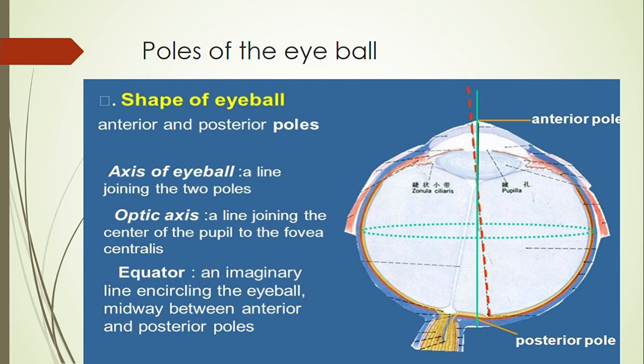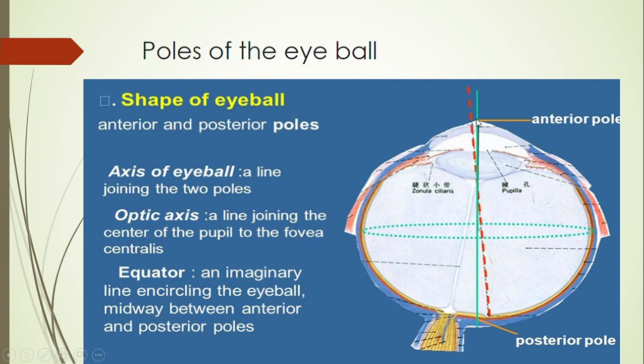Now the common terms used in the eyeball are the anterior and posterior poles. The anterior pole is the most prominent part of the anterior end of the cornea, through the center of the cornea, the most projected part. The most increased diameter can be seen in between the anterior and posterior poles.